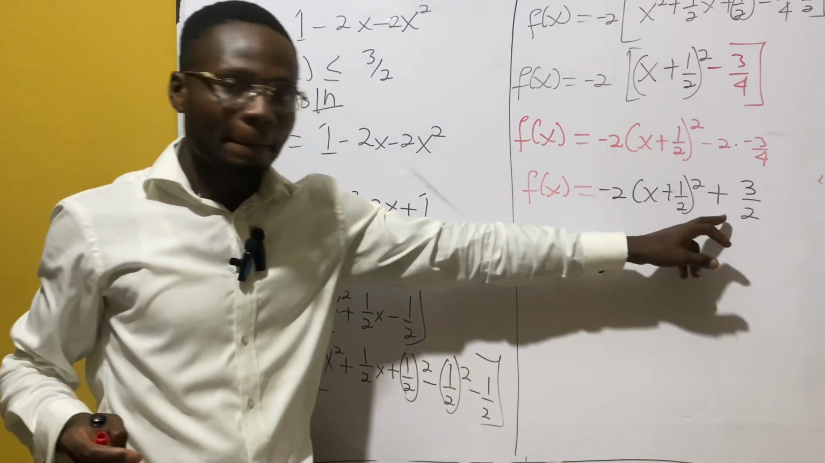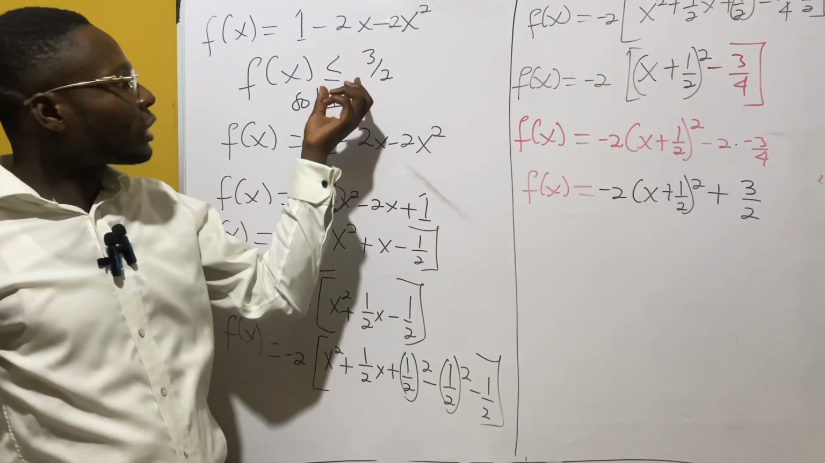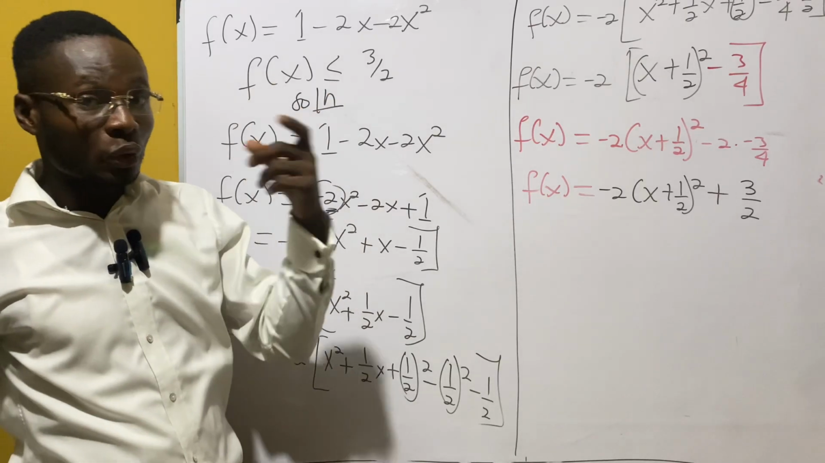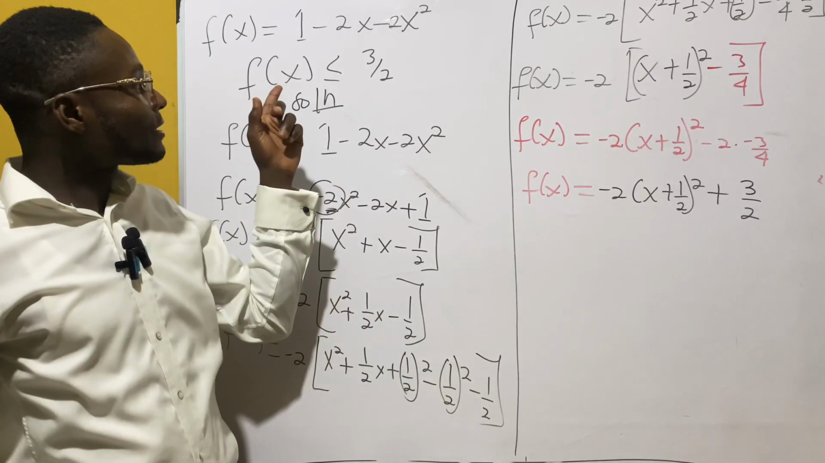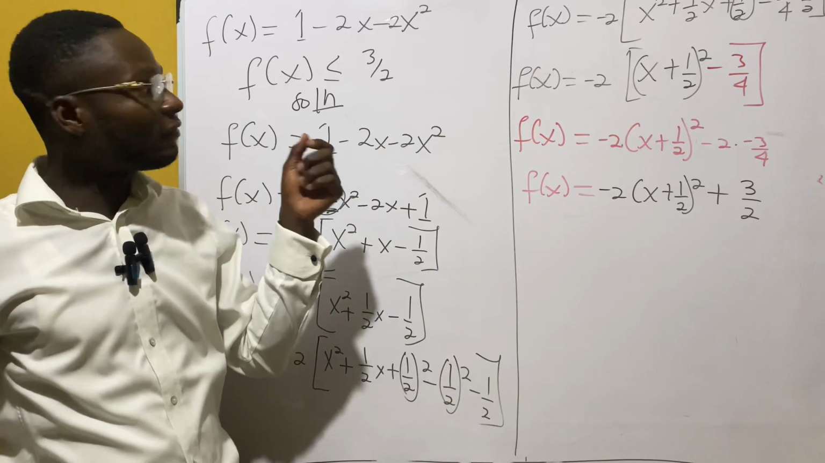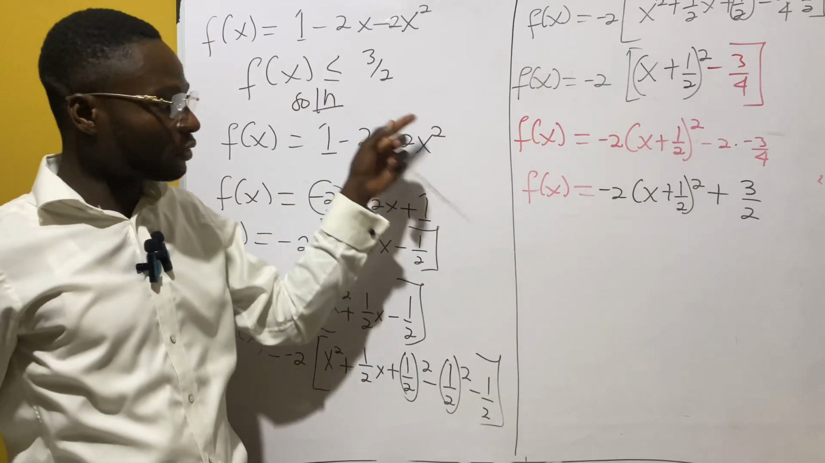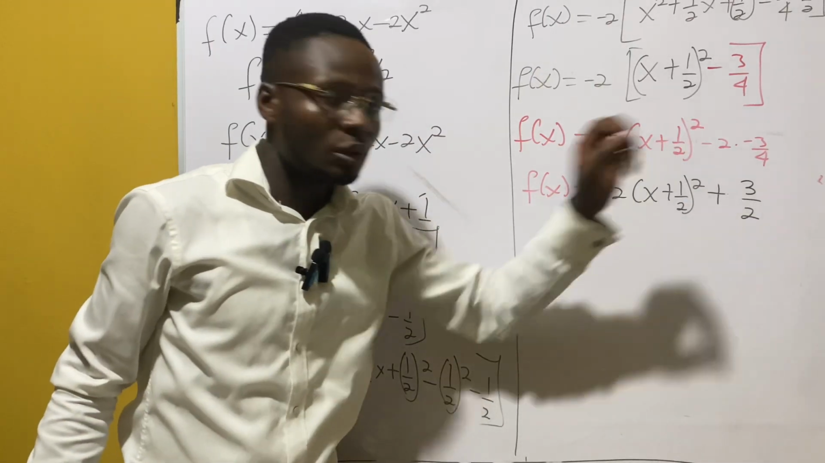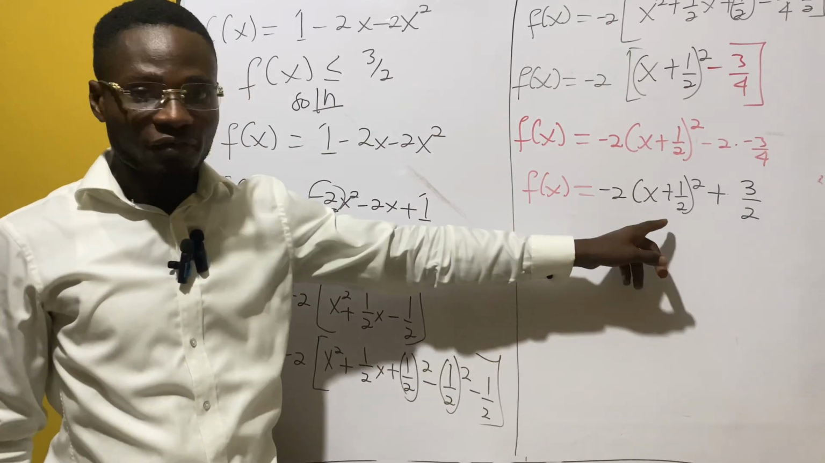Looking at the question, it said that we should show that f(x), for all values of x, is less than or equal to 3 on 2. And that is what we have proven over here.